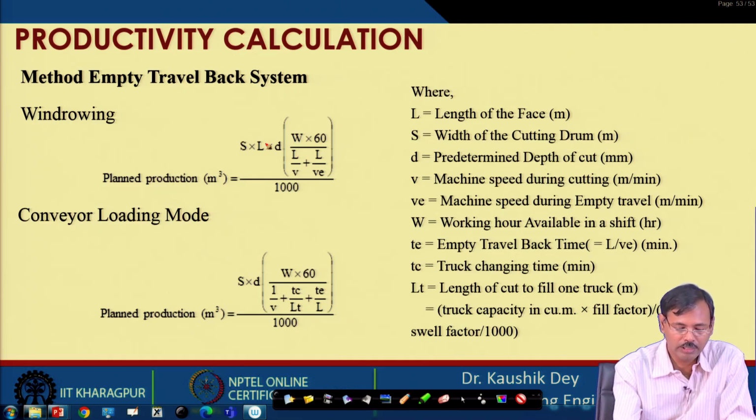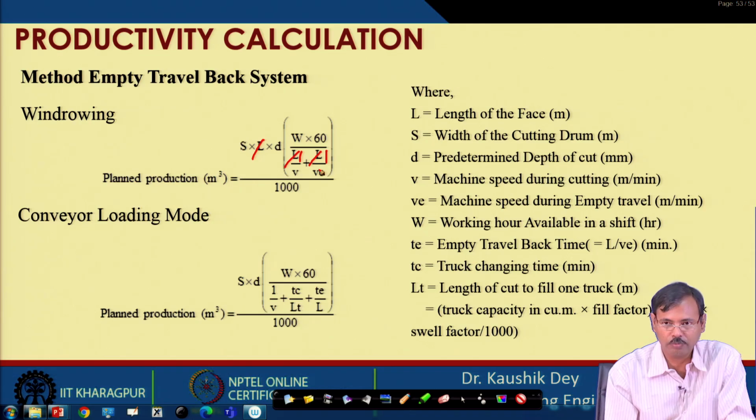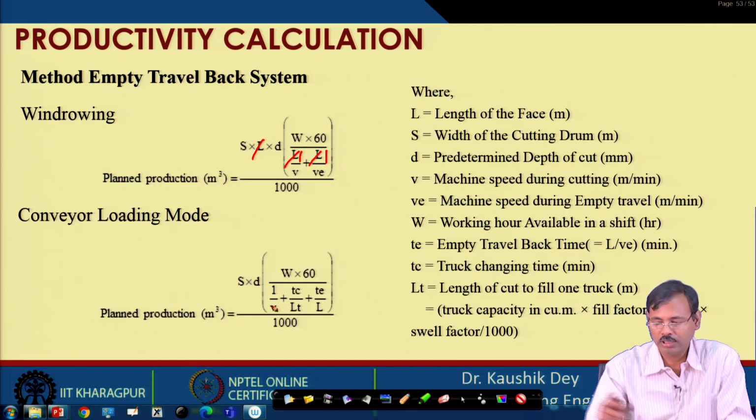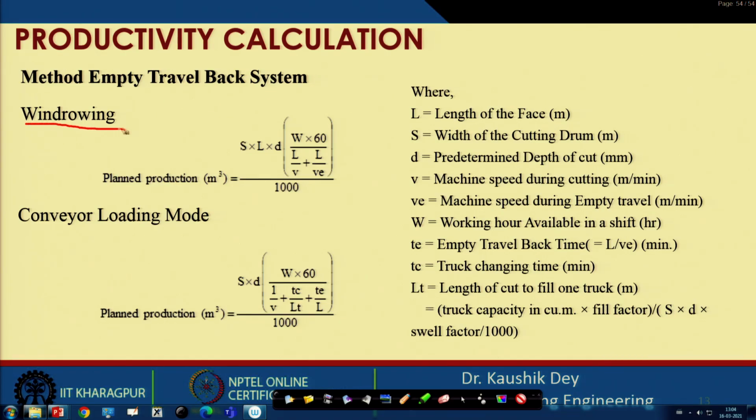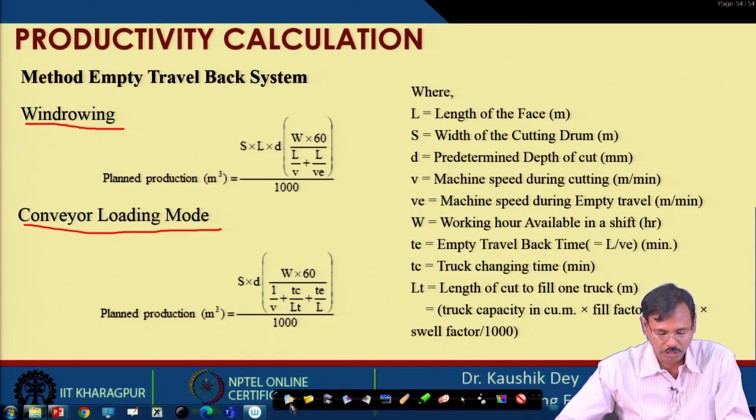You remember one thing, in this case this became 1 by V. If you cancel this L from the numerator and denominator, then this will come to 1 by V and 1 by V. So, the same thing we are applying here also; basically this L is replaced, we divide this and finally it comes into the 1 by V formula, and that is now replaced with this formula. So, this is the formula for method of empty travel back with windrowing and with conveyor loading system.